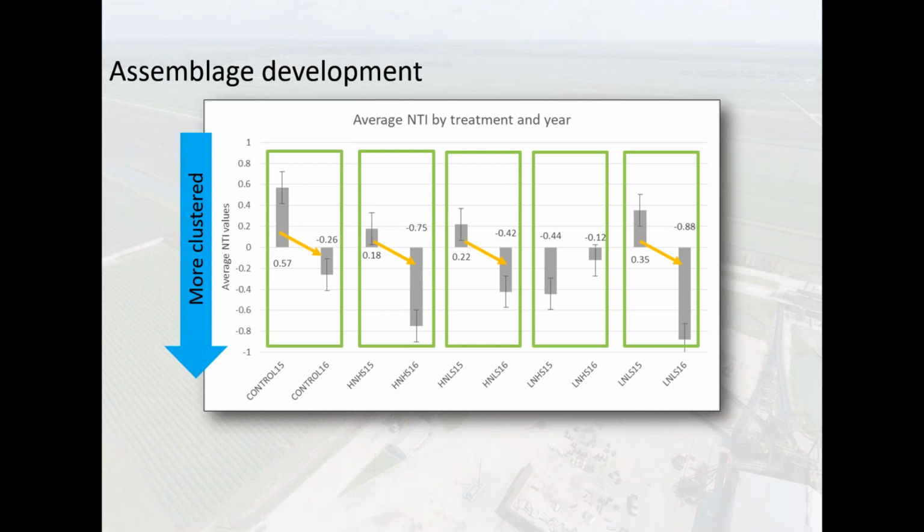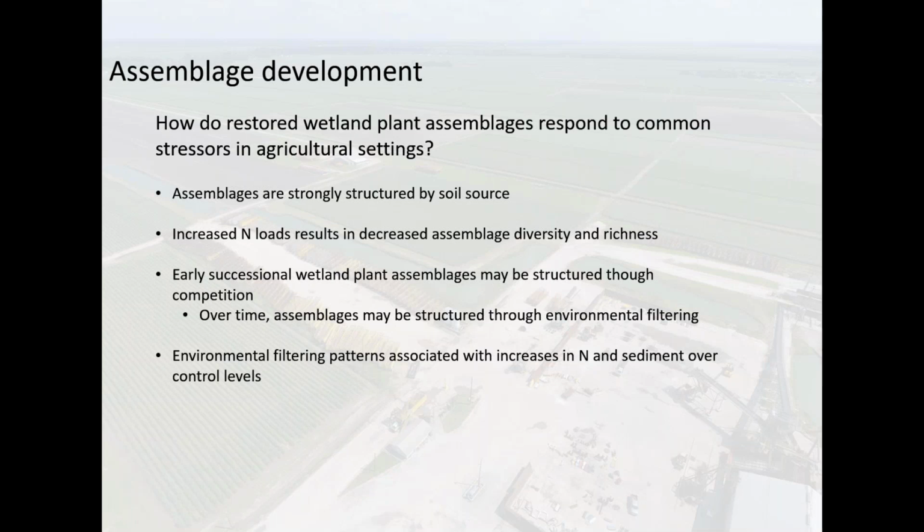So what we see is that in general, over time, the systems tend to become more clustered, indicating that these systems are structured more through environmental filtering processes. And in addition, compared to our controls, increases in nitrogen and sediment loads resulted in more strongly clustered assemblages compared to our controls both in 2015 and 2016, and this pattern holds true for most of our treatments.